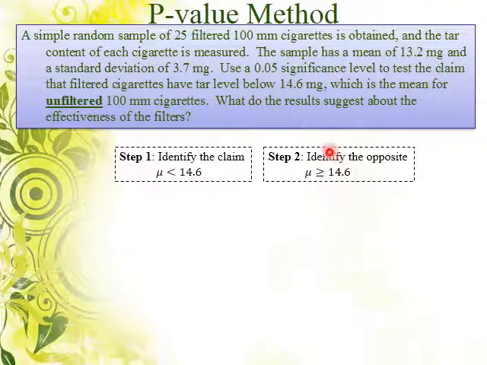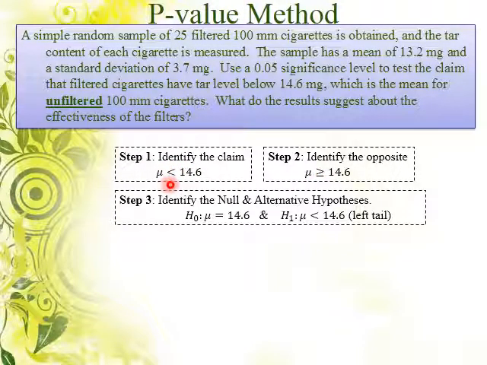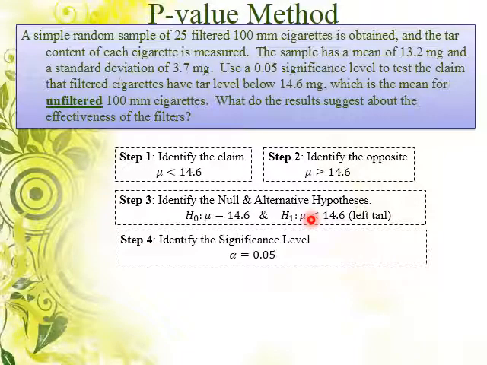So the null hypothesis is going to come from the one that has the equal sign in it, and our alternative hypothesis will be the other one. Since our alternative hypothesis has a less than symbol, we know this is a left tail test. The significance level in this case is 0.05, which is given.